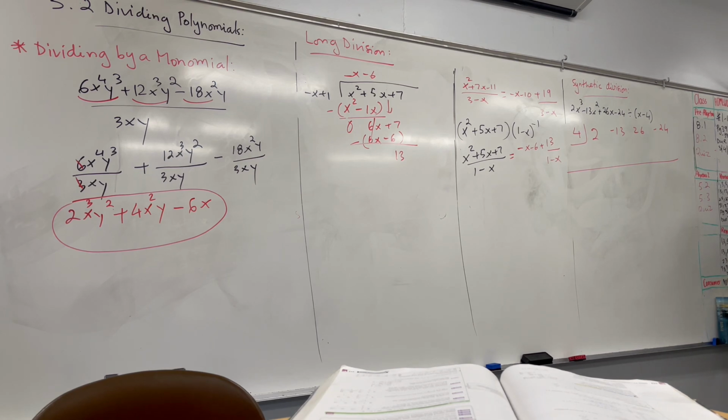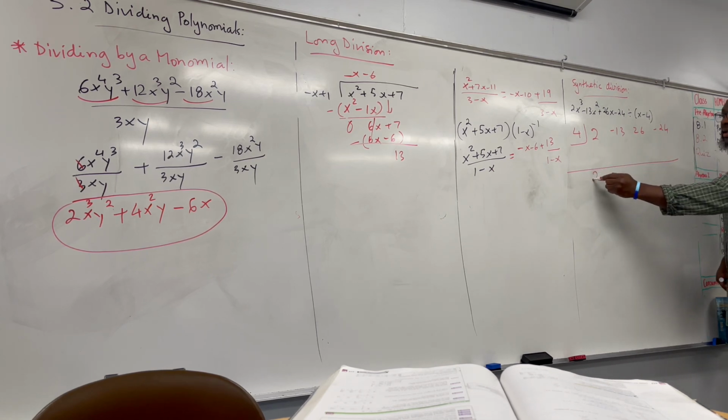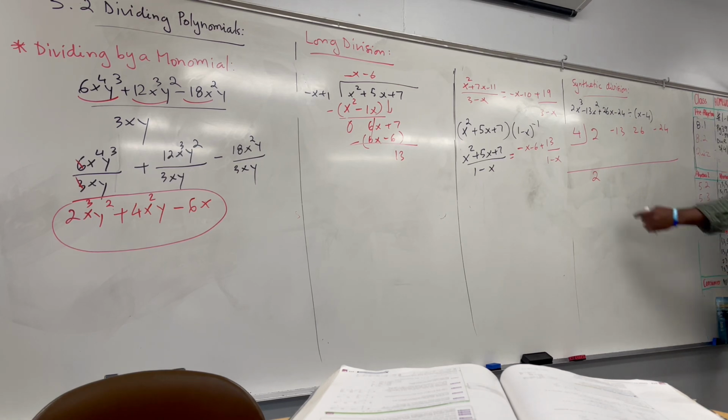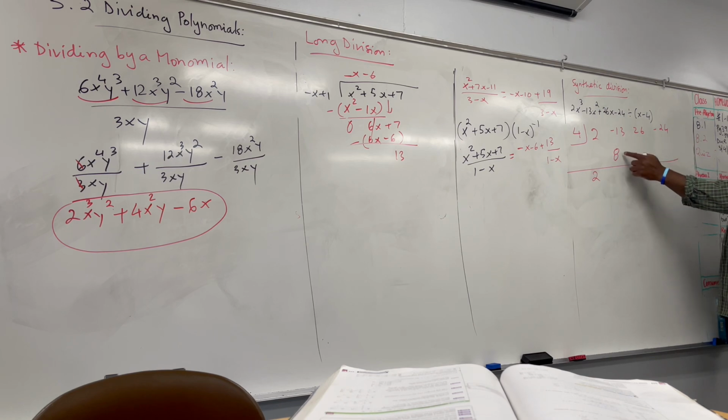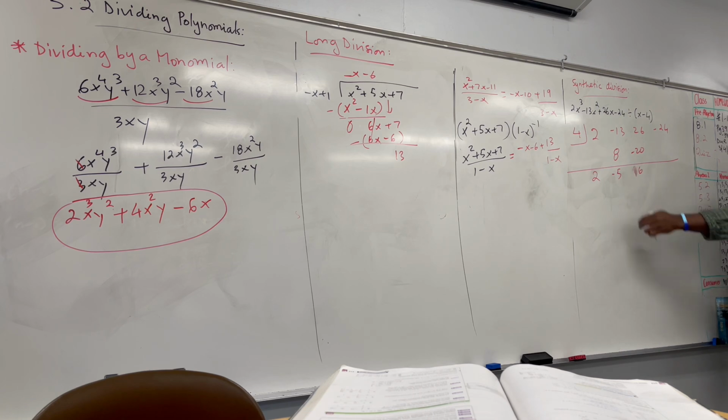The next thing we do is 2 plus 0, there's nothing here, so 2 plus 0 is 2. Then 4 times 2 is 8. We put it here. Negative 13 plus 8 is negative 5. Then 4 times negative 5 is negative 20. So 26 minus 20 is positive 6. 4 times 6 is 24.